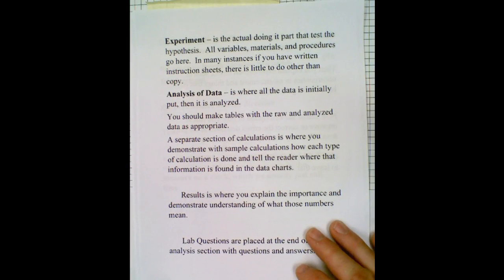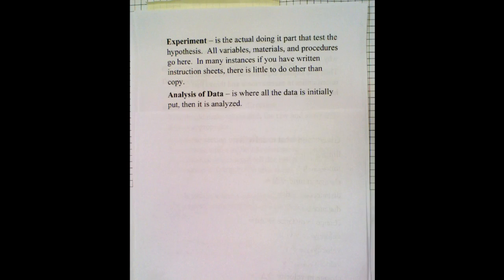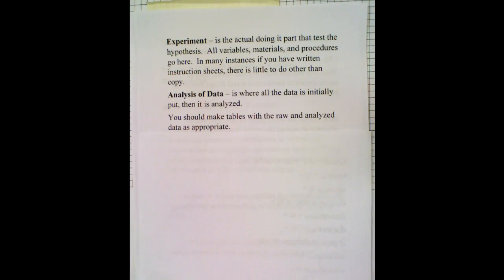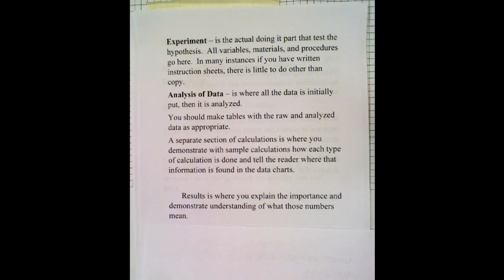Experiment. This is the actual doing it part to test the hypothesis. All variables and materials and procedures go here. In many instances, if you have a written instruction sheet, there's little to do other than copy. Analysis of data. This is where all the data is initially put, then it's analyzed. You should make tables with raw and analyzed data as appropriate. A separate section of calculations is where you demonstrate with sample calculations how each type of calculation is done and tell the reader where the information is found in the data charts. Results is where you explain the importance and demonstrate and understand what those numbers mean.